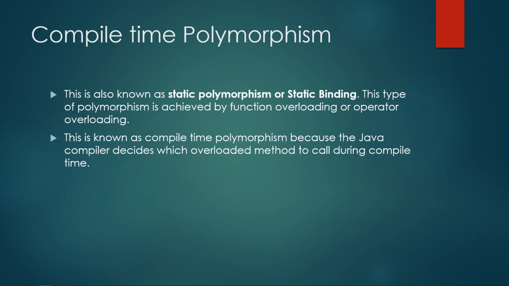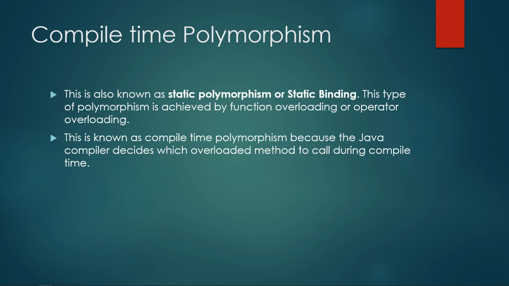So compile time polymorphism is known as static polymorphism or static binding. This type of polymorphism is achieved by function overloading or operator overloading. This is known as a compile time polymorphism because the Java compiler decides which overloaded method to call during compile time.